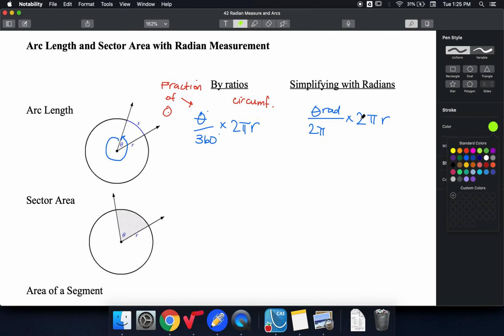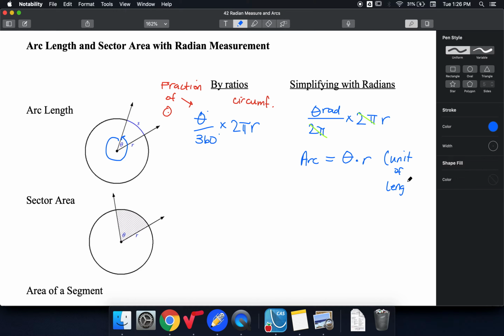Well, look at all the canceling we have. 2 pi and 2 pi cancel, and I get that the formula for arc length is equal to theta times r. And this is going to end up being in whatever units r is, so a unit of length. Notice that I've got radians over radians because I have 2 pi radians in my whole circle, so really my units are canceling as well. If this was degrees and degrees, that would also cancel.